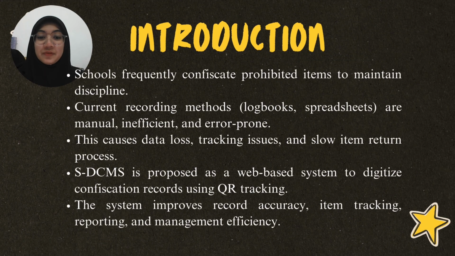Introduction. Schools frequently confiscate prohibited items to maintain discipline. Current recording methods such as logbooks and spreadsheets are manual, inefficient, and error-prone. This causes data loss, tracking issues, and a slow item return process. S-DCMS is proposed as a web-based system to digitize confiscation records using QR tracking, and the system improves record accuracy, item tracking, reporting, and management efficiency.